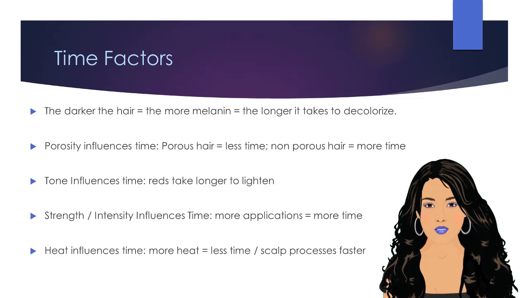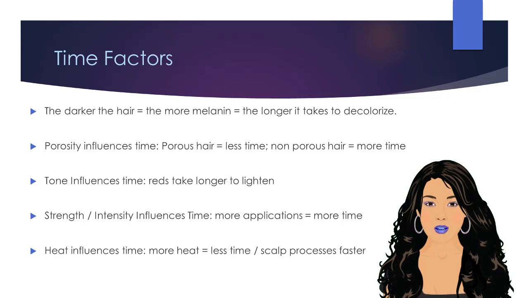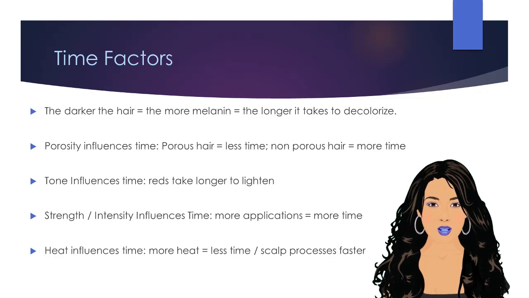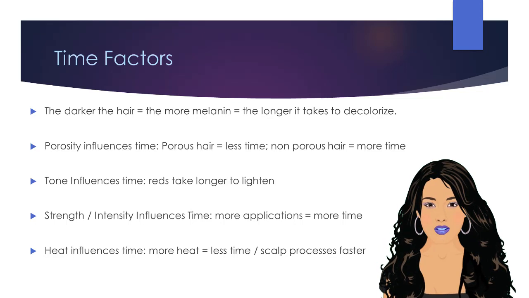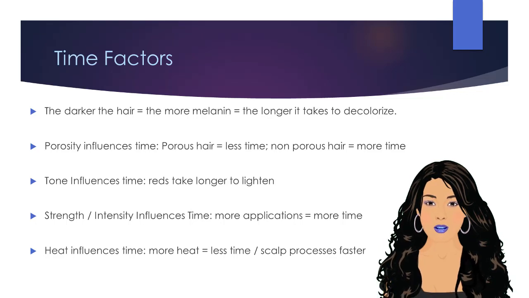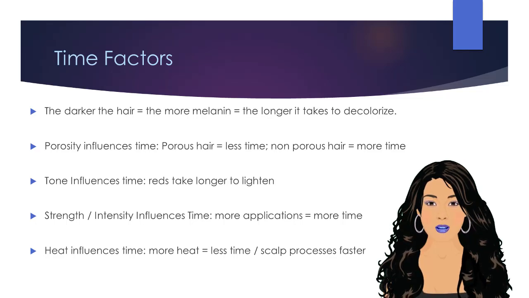Strand tests also provide us with very valuable information, such as time. How long a color should process all depends on the hair you are working with. The darker the hair, the more melanin it has, which means the longer it takes to decolorize. The porosity of the hair influences how long a color will take to process as well. Porous hair will require less time, while non-porous hair may take much longer to process.